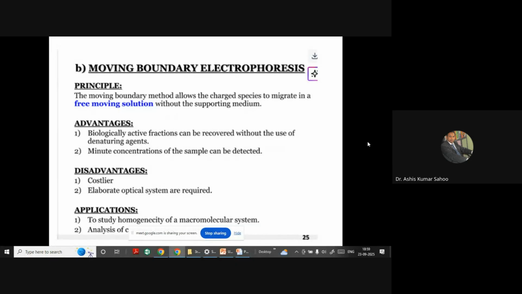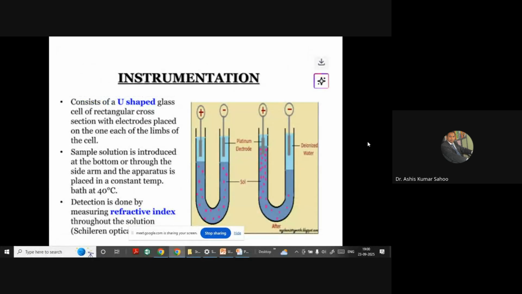Disadvantage. It is used to study homogeneity of macromolecular systems only. Instrumentation. It consists of a U-tube of glass with rectangular cross section, with electrodes placed on one side. Here positive and negative electrodes are used, and the sample solution is included at the bottom of the tube.